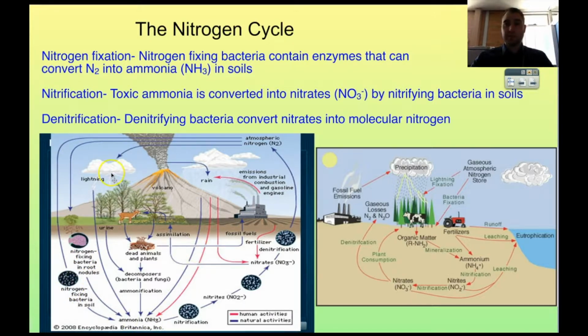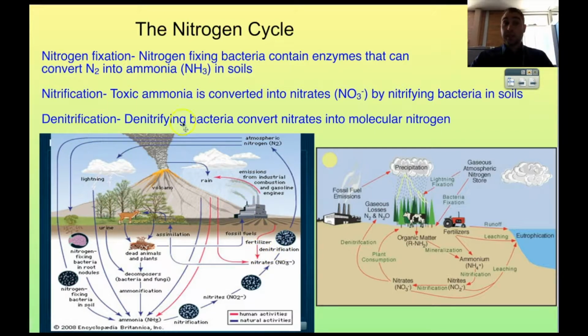We also have some non-bacterial ones like lightning and volcanoes and forest fires. These provide high enough temperatures to break the triple bond between the nitrogen atoms and then allow it to react with things like oxygen and water in the atmosphere. Here we have some synthetic ways of doing it, so not natural. So we can have combustion in gasoline engines or just high temperatures produced by industrial processes. This can fix nitrogen. We also have fertilizers, and we're going to talk about fertilizers in a bit.